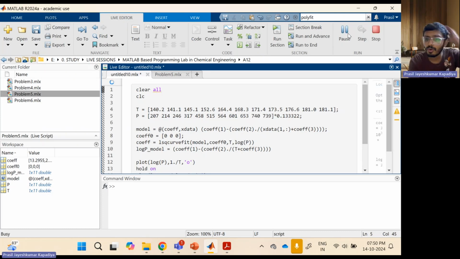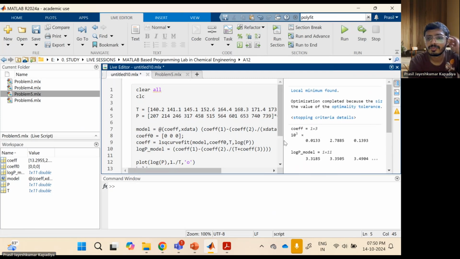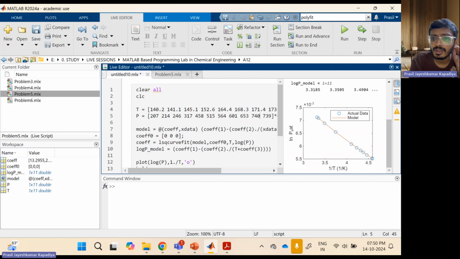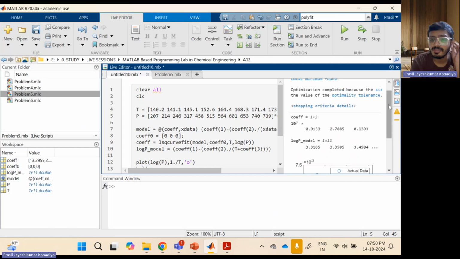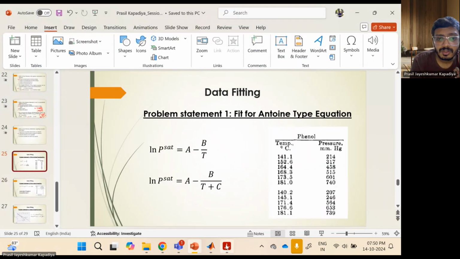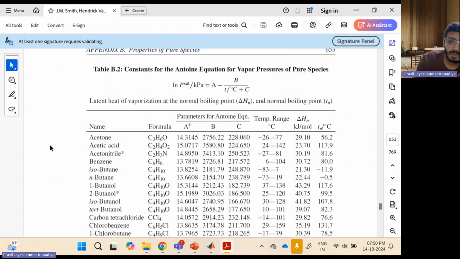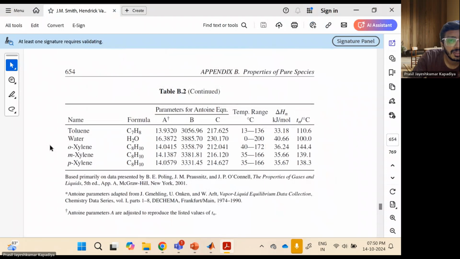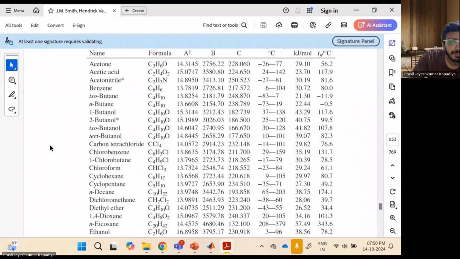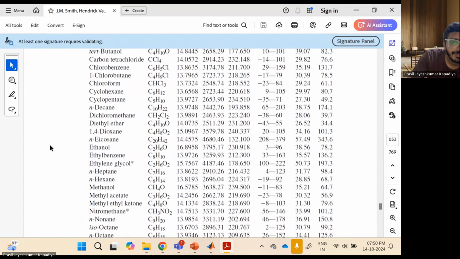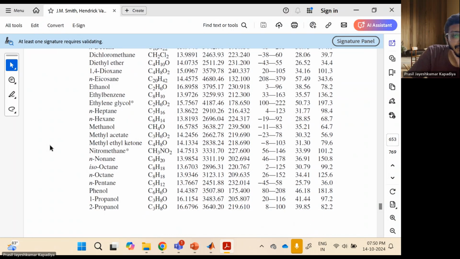Okay, so let's try to plot this. It will look like a good plot. So see, this is looking like a good plot. So what are the coefficients that we are getting? 13.3. So what is the value of the coefficient of phenol here? That is C14, and we are getting 13.